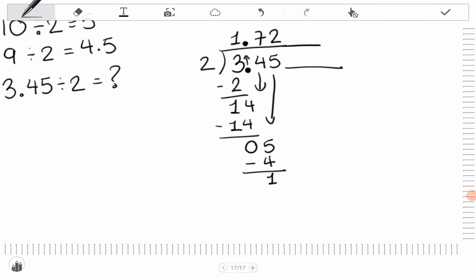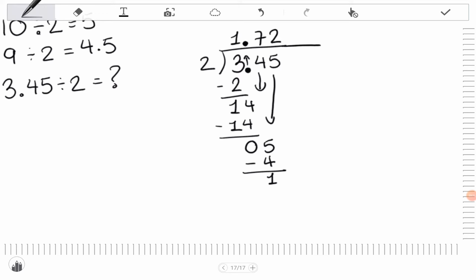I told you, and remember this, you can only know that you finished if the remainder is 0, or if you already have 3 decimal numbers in the answer, or 3 numbers after the point. We don't have a remainder 0, so we didn't finish, and we only have 2 numbers in the decimal places, so we haven't finished. We need to keep going.